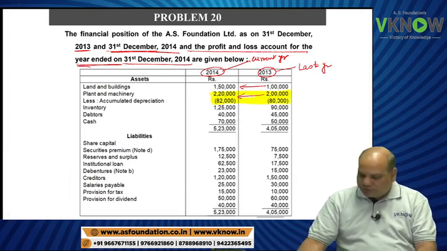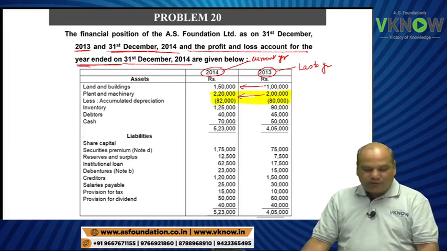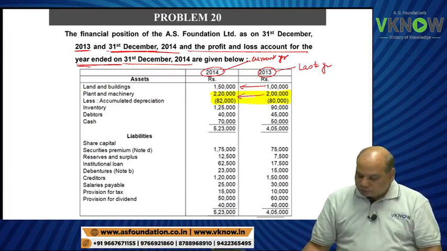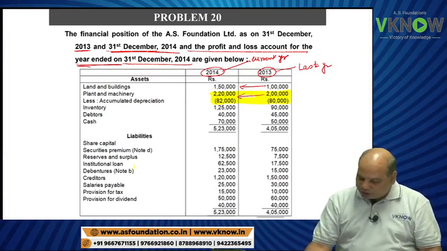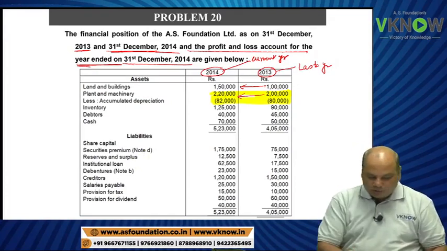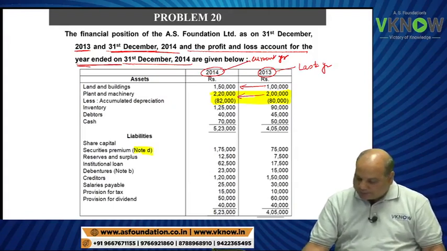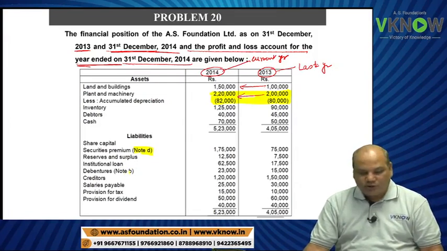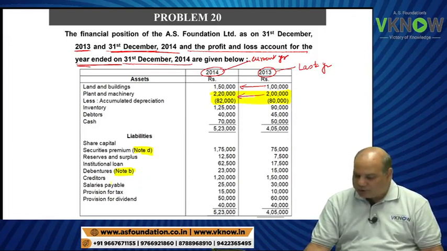Accumulated depreciation, inventory, debtors, cash, liabilities, share capital, securities premium, note number D. We will see later what is note number D. Then reserve and surplus, institutional loan, debentures, note number B. We will see what is that. Creditors, salaries payable, provision for tax, proposed dividend.